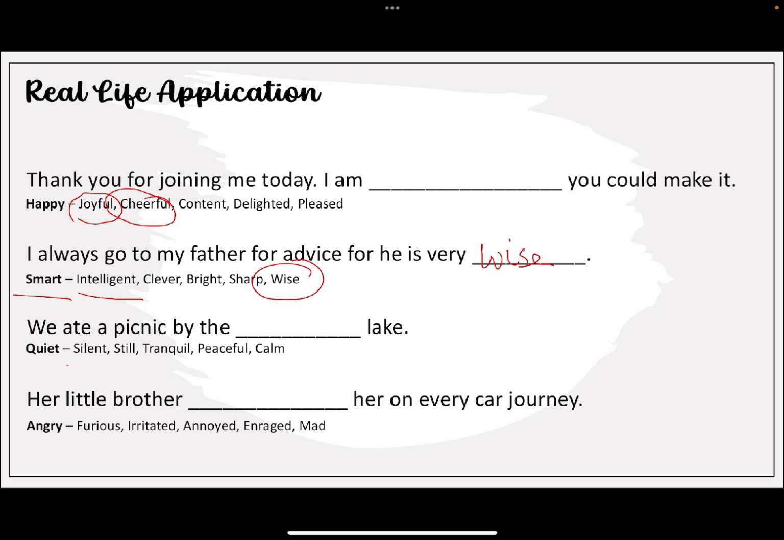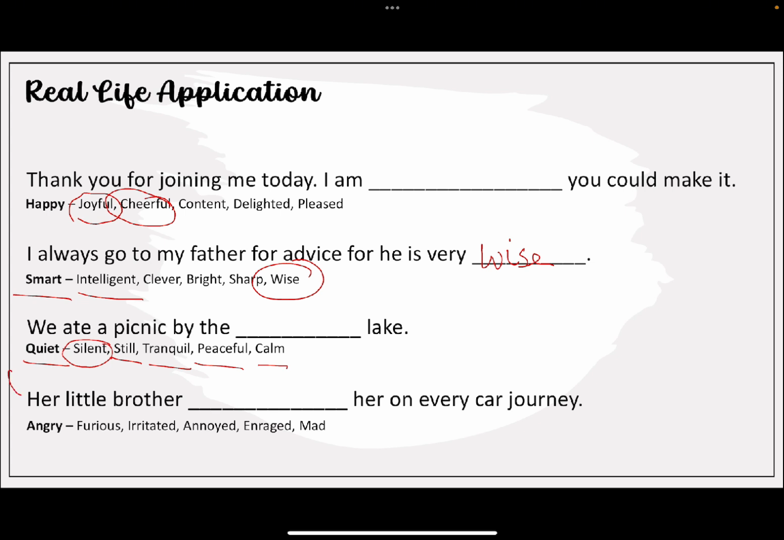Now, the ones that I find the most appropriate: the quiet lake, the still lake, the tranquil lake, the peaceful lake, the calm lake. You could say the silent lake, although if we were being really picky, a lake isn't always exactly silent. Silent means there's no sound whatsoever, but you could still use that word in everyday language.